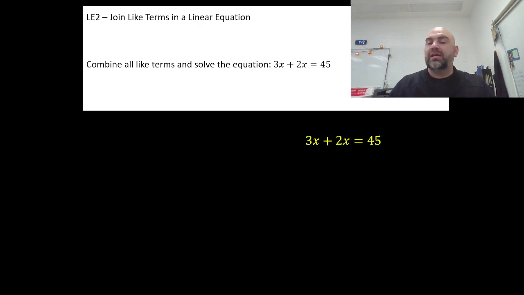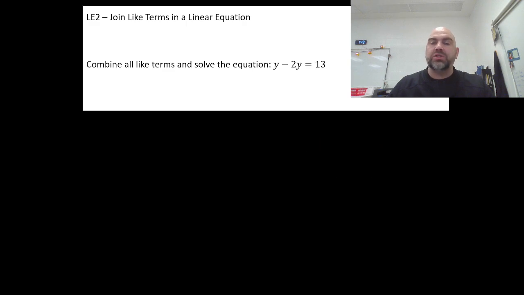Okay, let's take a look. First thing we want to do is we always want to combine our like terms. 3x and 2x becomes 5x. So we can simplify this now to 5x equals 45. To solve this, we're going to divide both sides by 5, and we get an answer of 9. So x has to be 9.